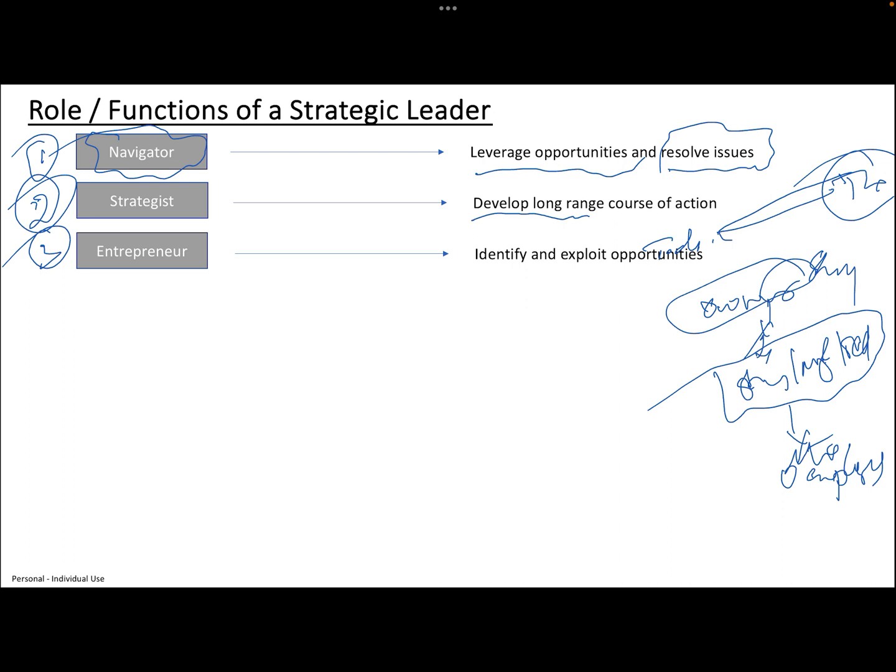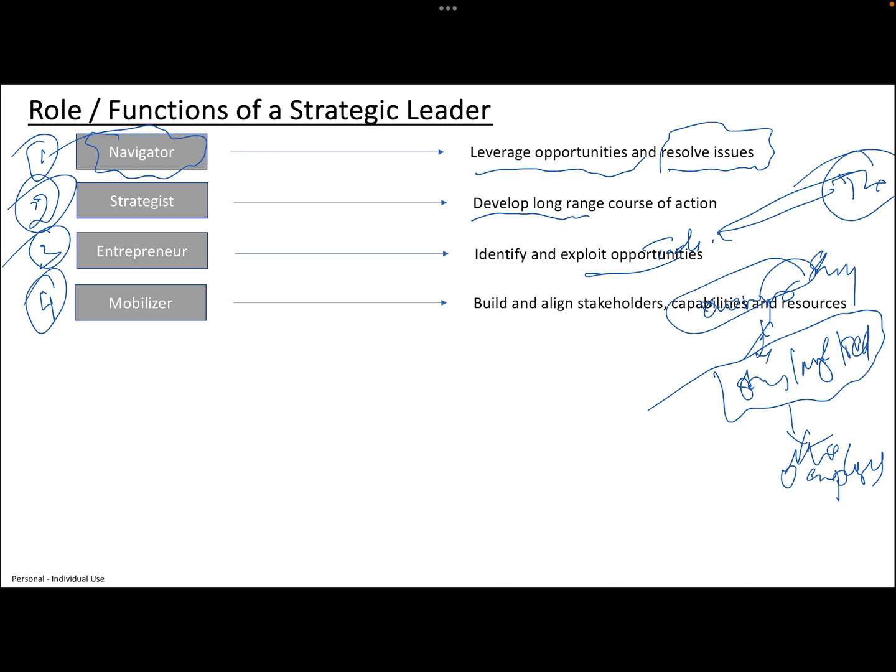So a strategic leader should act like an entrepreneur and identify opportunities in the marketplace and then exploit them. Take the opportunities, make revenue and make the company grow big. So now the third one is entrepreneur also. He plays the role of entrepreneur.